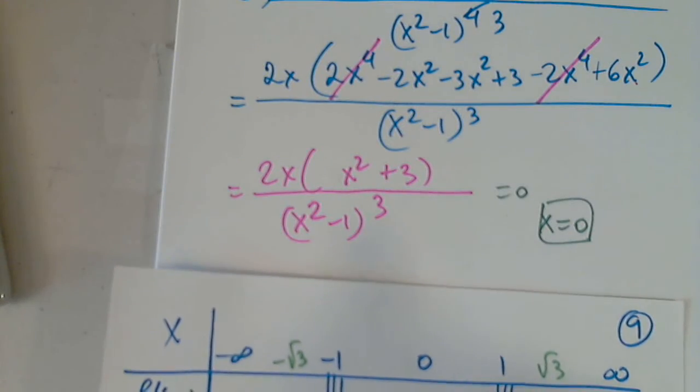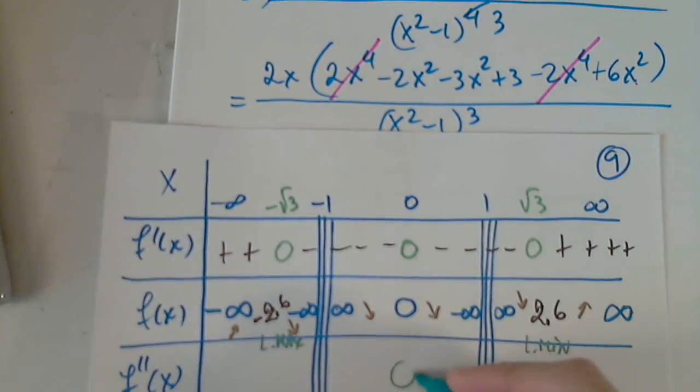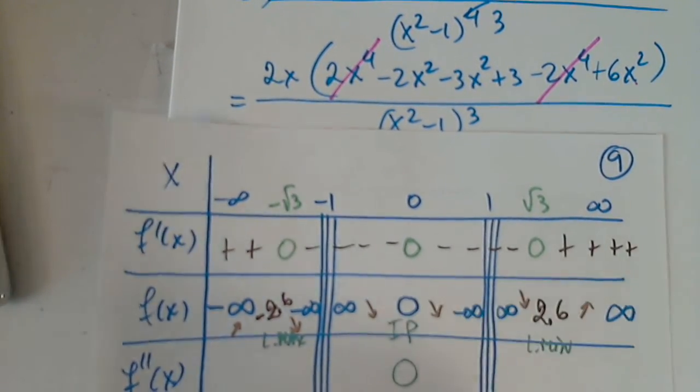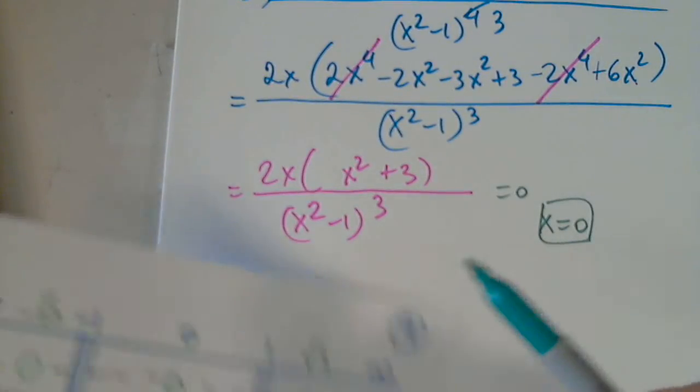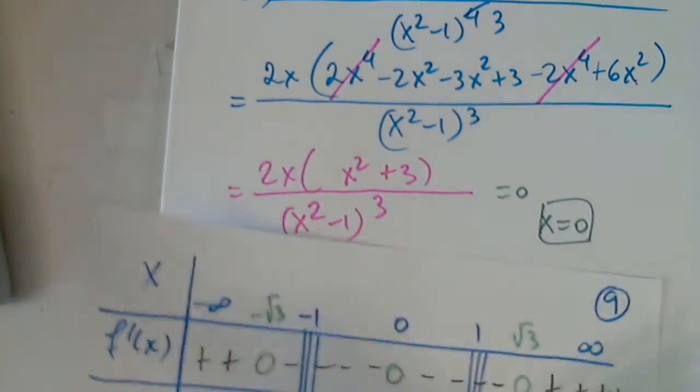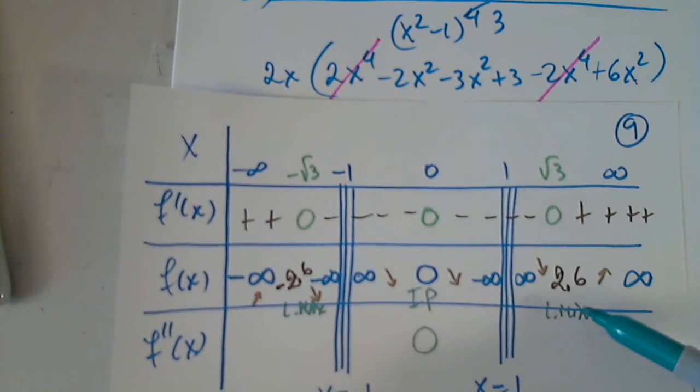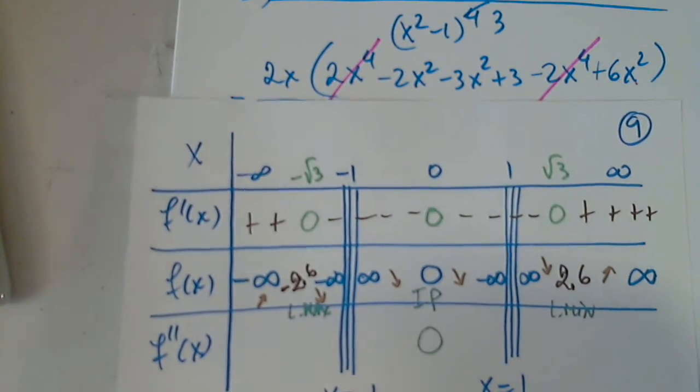So now I have to figure out, obviously, this is an inflection point. So it's 0, and I have to figure out the signs, which we already knew because of the local max and local min and the second derivative test.